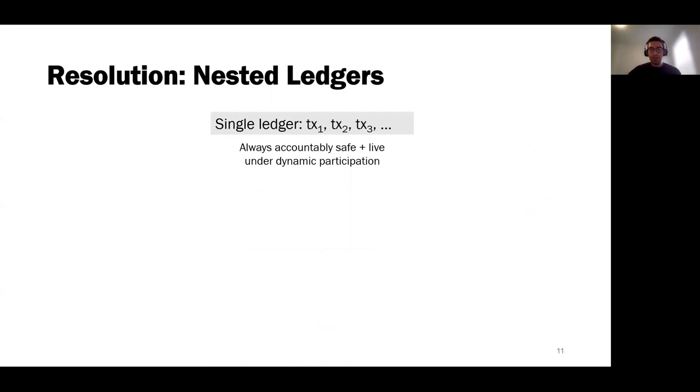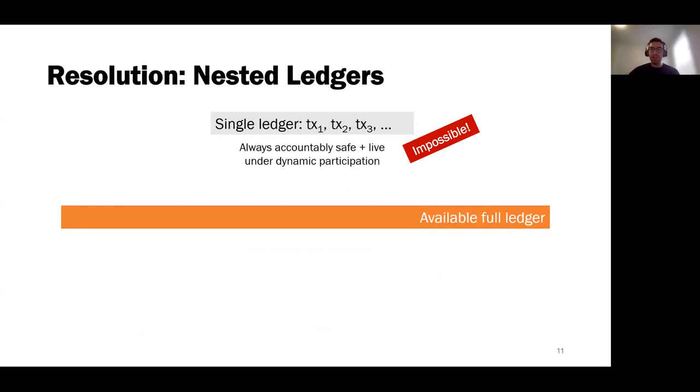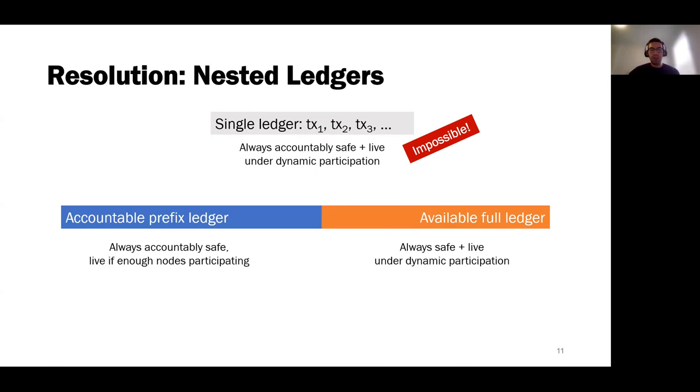So how do we resolve this dilemma? We have observed that a protocol that outputs a single ledger cannot satisfy accountable safety and liveness under dynamic participation simultaneously. Hence, instead of a single ledger, why don't we resolve this problem by having two nested ledgers, an available full ledger and an accountable prefix ledger? The available full ledger would satisfy safety and liveness under dynamic levels of participation, as long as the fraction of online honest validators is high. On the other hand, the accountable prefix ledger would always satisfy accountable safety, and it will be live if the participation is high enough. The most important observation here is that these two ledgers are always consistent with each other. In particular, the accountable prefix ledger is always a prefix of the available full ledger.